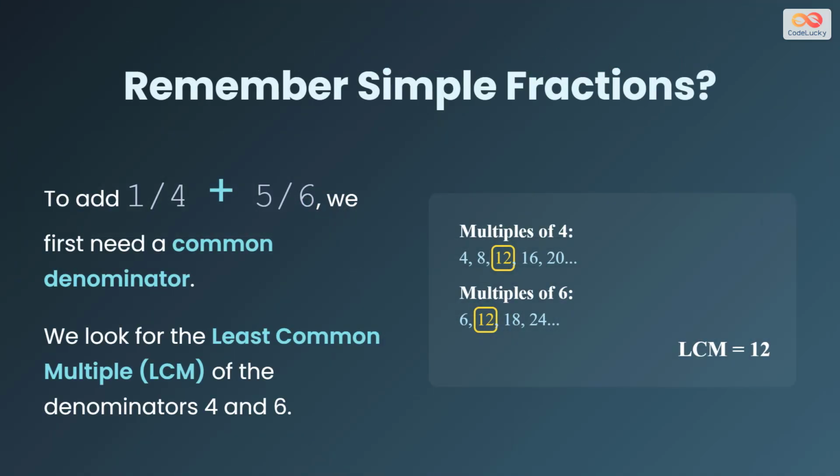You already have experience with this concept from basic arithmetic. If you wanted to add 1/4 and 5/6, you couldn't do it directly. You would first need to find a common denominator. To do that, you'd find the least common multiple of the two denominators, 4 and 6, which is 12.